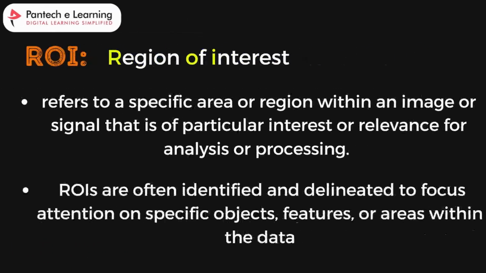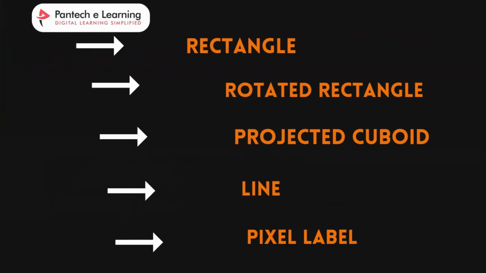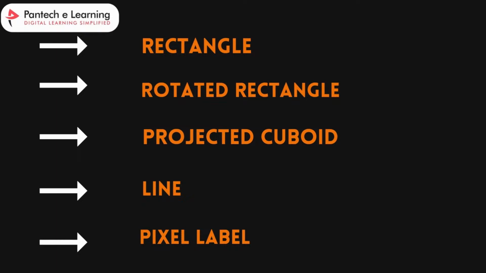Before we get into how to create a label definition, we should first know what ROI, region of interest, is. ROI stands for region of interest. It's like a highlighted area in an image or a signal that we want to focus on because it's important for our analysis. We might use it to find the objects, track movement, or measure something specific within that area. So this is the ROI, and let's talk about the ROI label types.